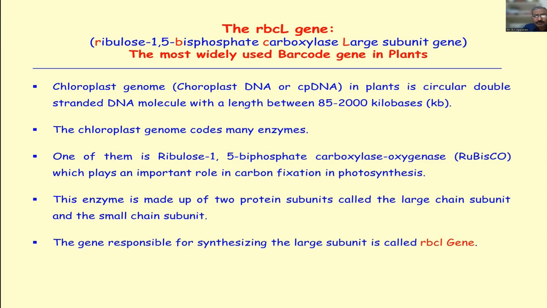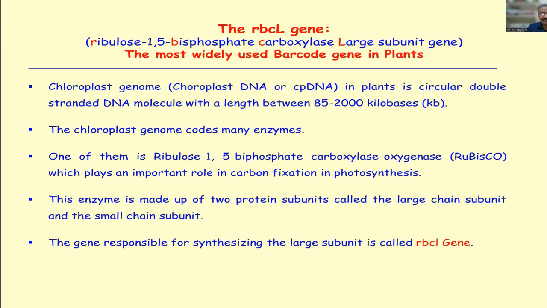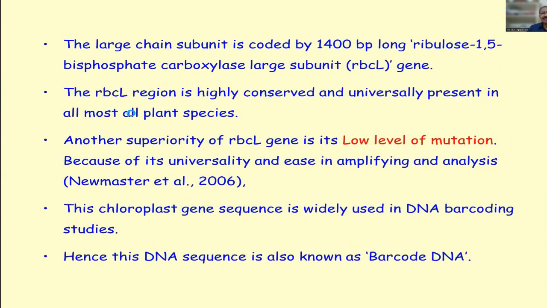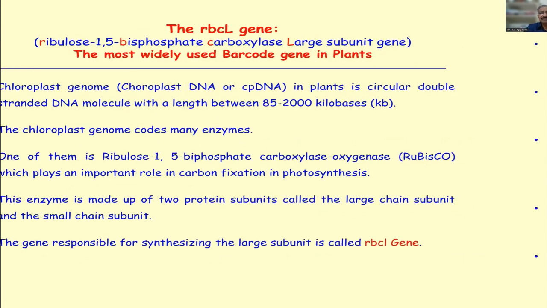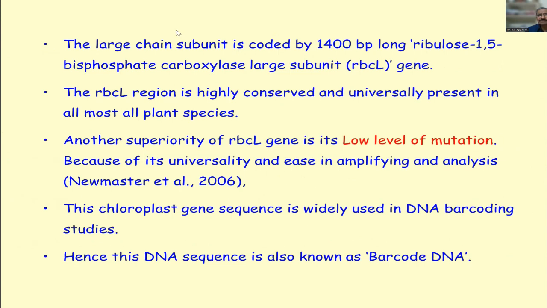This enzyme is made up of two protein subunits, as I already told you. They are called LSU, the large chain subunit, and the small chain subunit. The gene responsible for synthesizing the large subunit is called the Rbcl gene. I hope you understand what I'm telling. The large subunit is coded by a Rubisco Rbcl gene about 1400 base pairs long. The Rbcl region is highly conserved and universally present in almost all plant species.